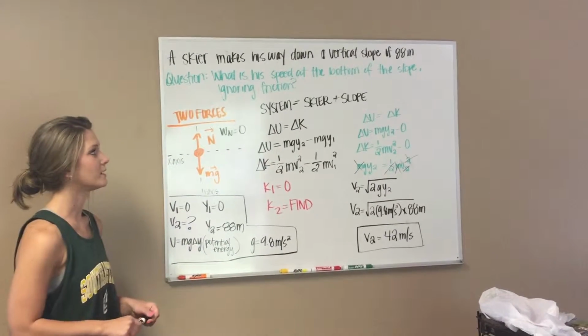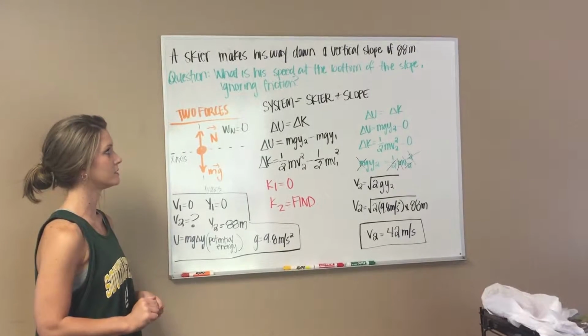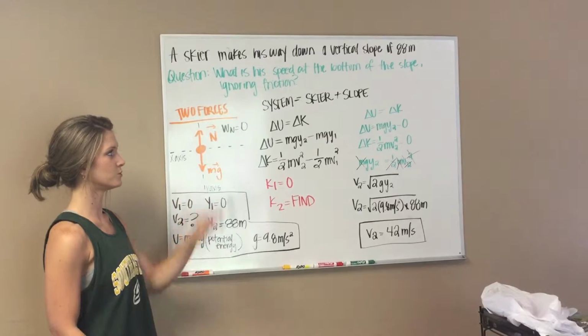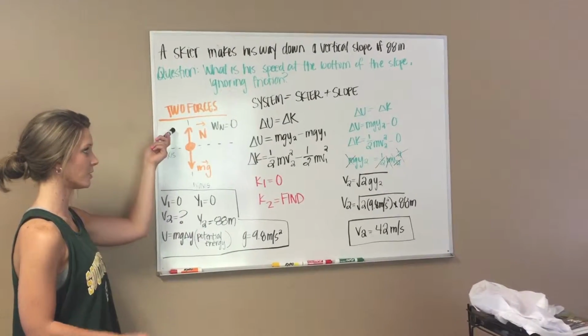A skier makes his way down a vertical slope of 88 meters. What is his speed at the bottom of the slope ignoring friction? So first we want to find our system, which we're going to use our skier and the slope. And then we want to find any forces acting on the skier.